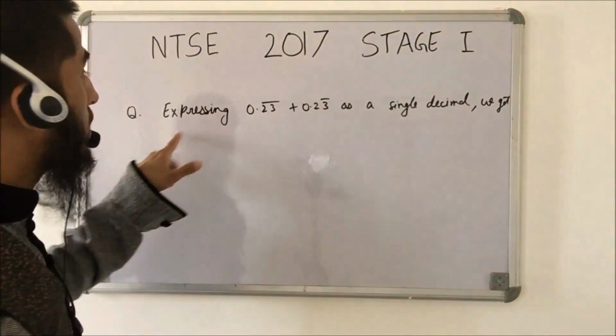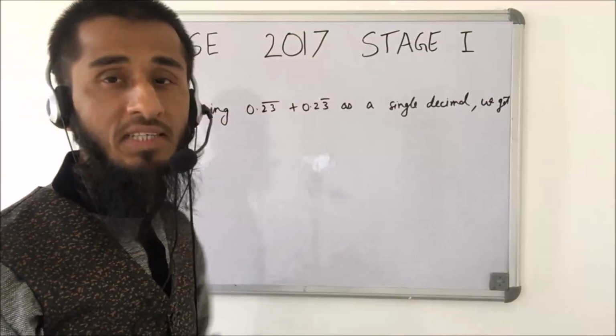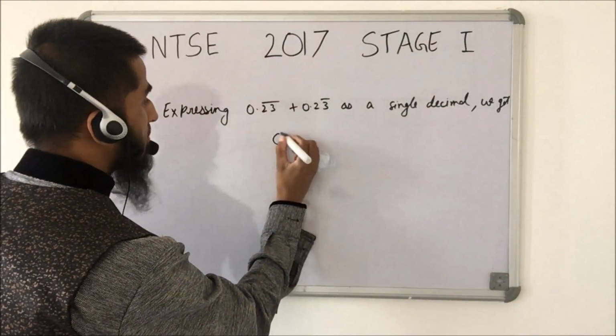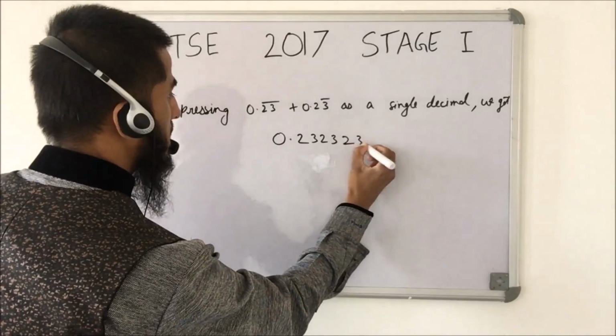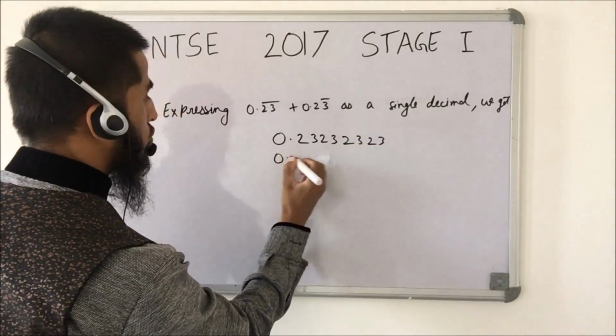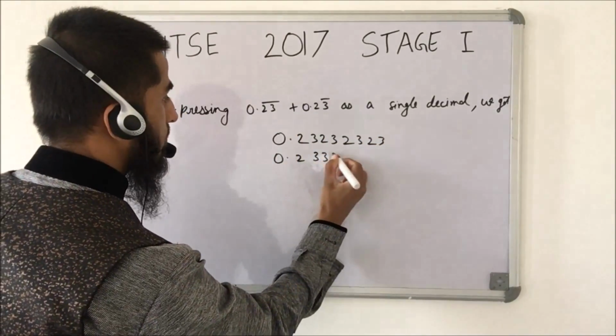In this question we are required to express the sum of these two as a single decimal. So we can very easily simplify. 0.23 bar becomes 0.23, 23, 23 repeating, and 0.23 bar with the bar on 3 means 3 is repeating.